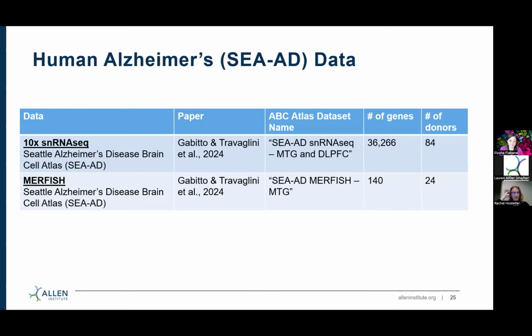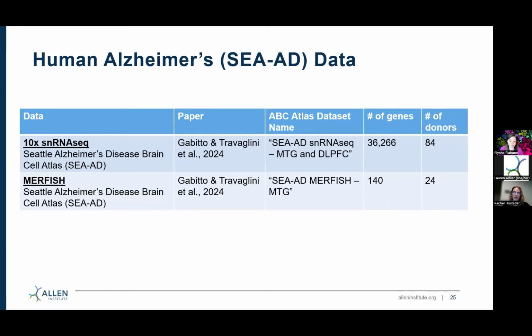And so in the ABC Atlas, we have both single nucleus data and MERFISH spatial transcriptomic data from these Alzheimer's donors. So in the single nucleus data, we have cells from 84 donors. And then in our MERFISH data as well, we had 140 genes profiled from 24 different donors.